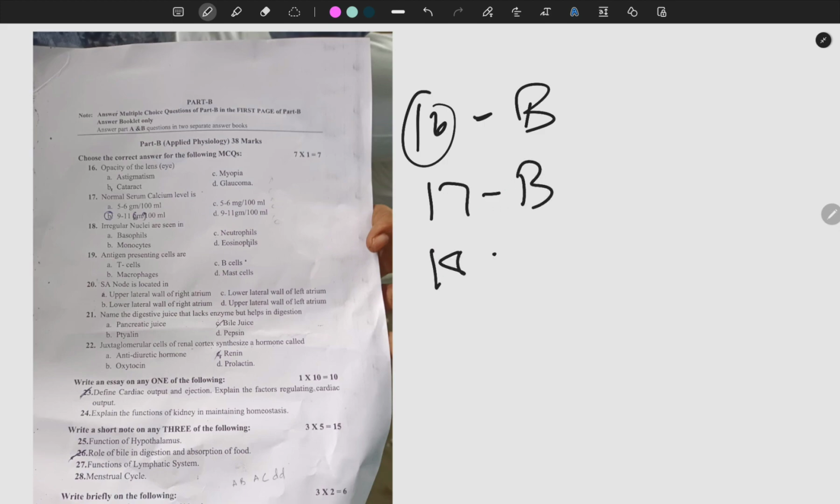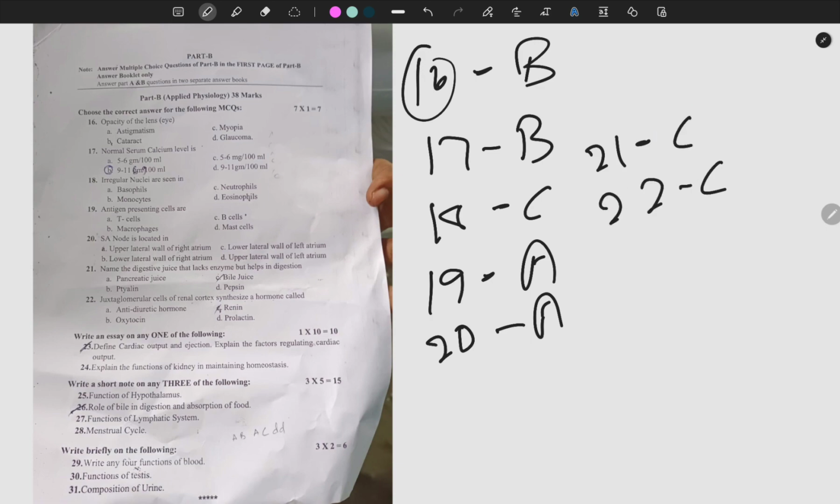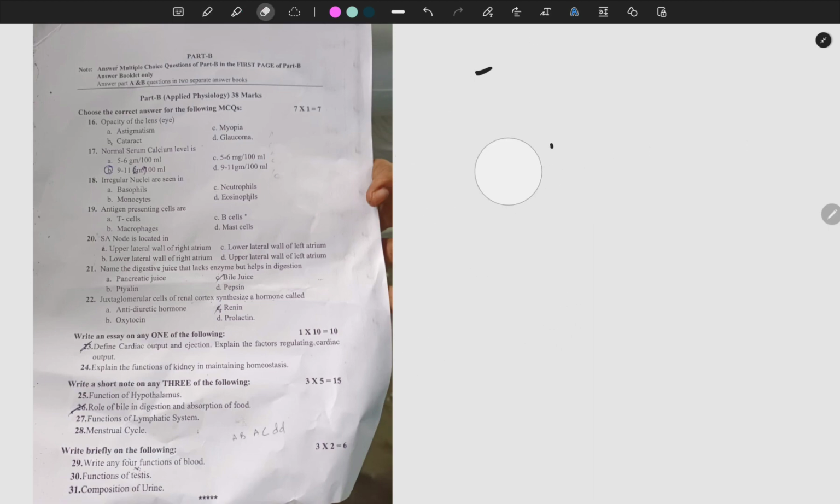So for the 16th question, we have B, 17th is B, 18th is C, 19th is A, 20 is A, 21 is C, 22 is C. So these are the answers for the multiple choice questions.